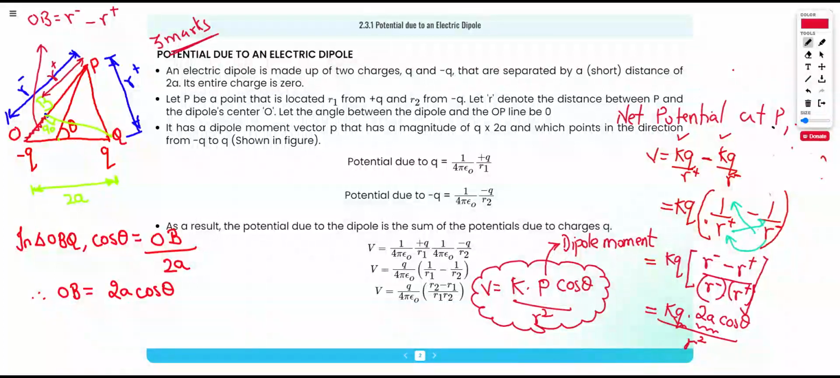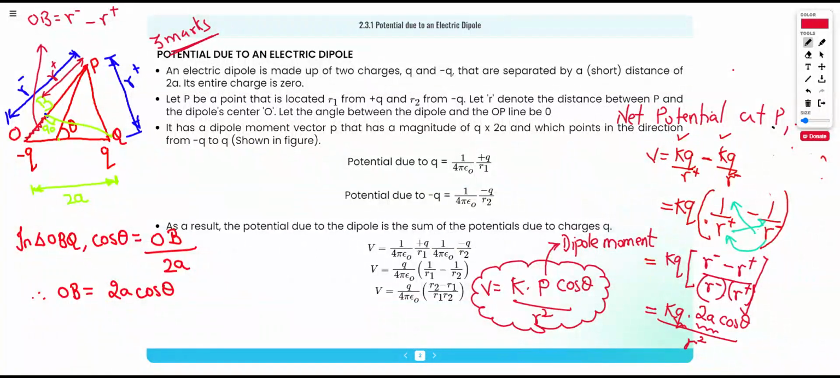Yes, dipole moment. What is r? Distance of point P from the charges. And what is theta? It is the angle of P from the line joining plus Q and minus Q.